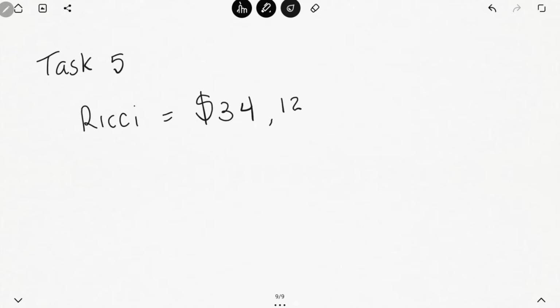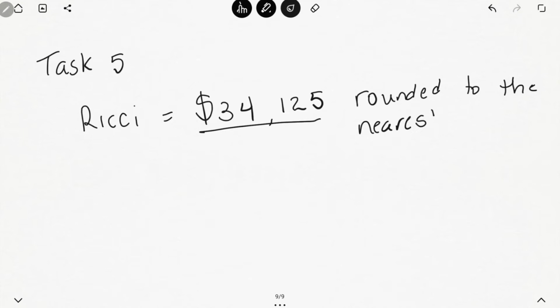All right, now again, we are on page number 15, and right now we're doing task 5 or question 5. And we're told that Mr. Ricci, however you choose to say that, sold his car for $34,125. Must be a nice car. And we want to see what this number is rounded to the nearest 100. So you go ahead, I'm going to remember this time. You go ahead and pause the video, do the question, and then come back in.